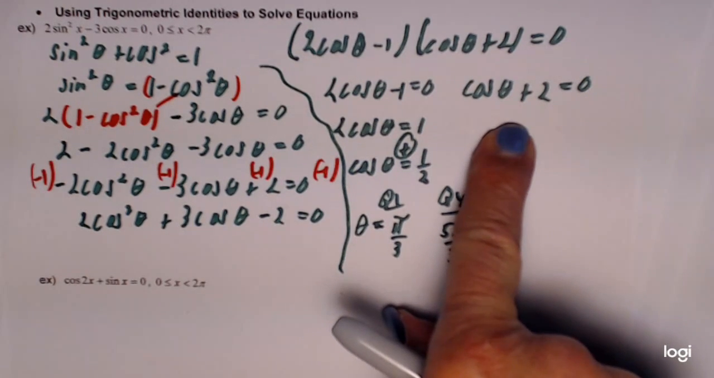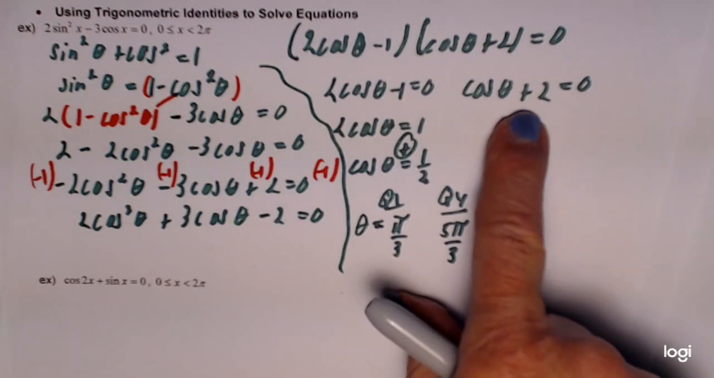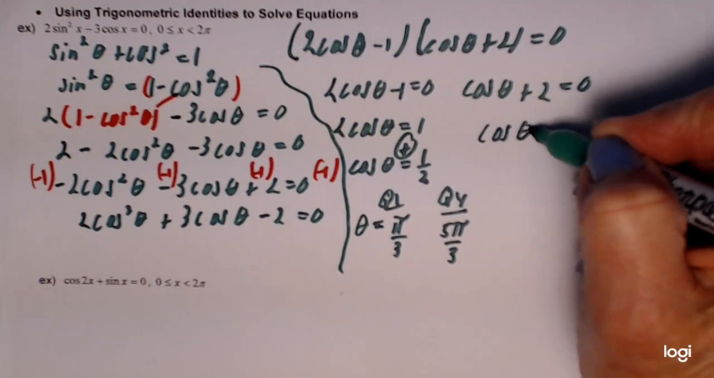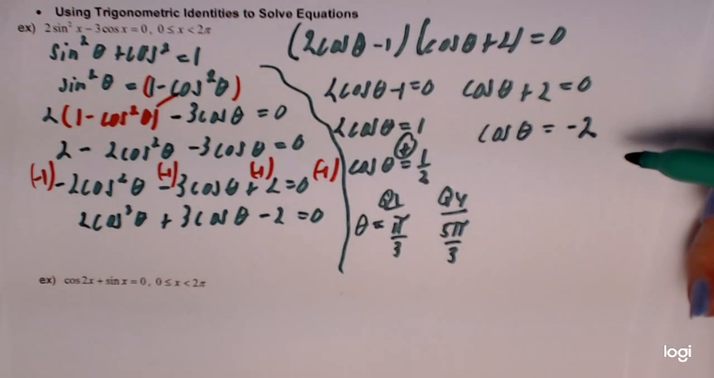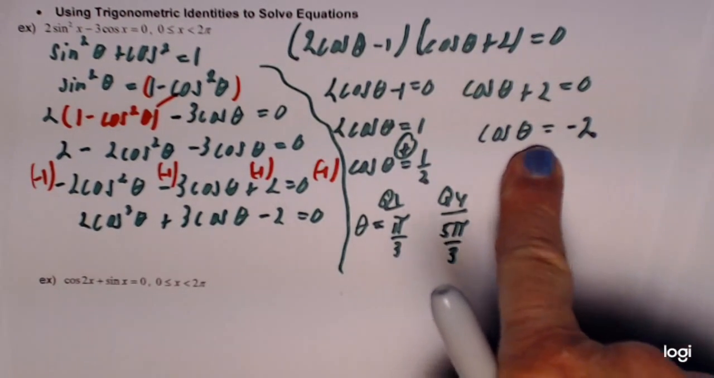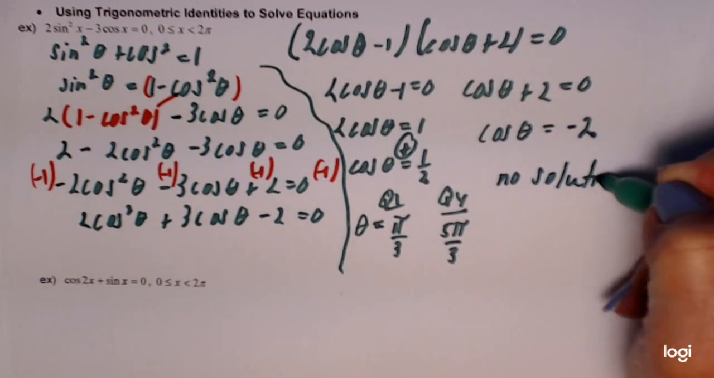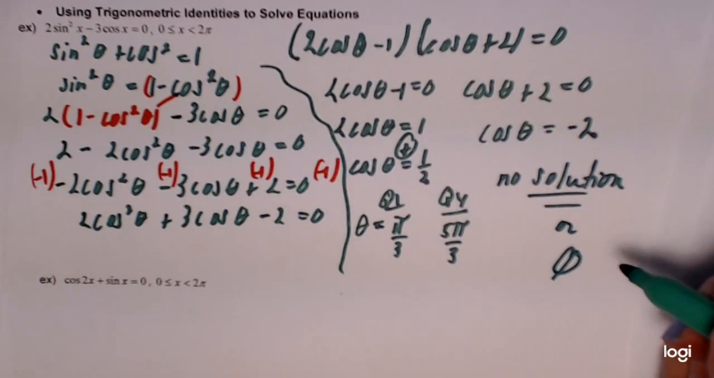Now let's take a look over here. Algebra, to solve this, subtract 2 from both sides. Cosine of theta is equal to -2. Now the question is, what angle has a cosine of -2? And there is no such angle. So there's no solution or the empty set.